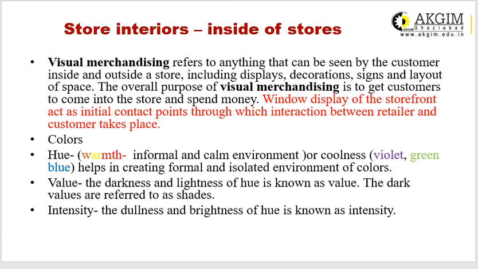They can use some warm colors, they can use some cool colors; violet, green and blue are cool colors, and then you have yellow, red, and dark green. These are all warm colors. So the store designer uses various types of colors to create an environment or ambience inside the store. Then the darkness and lightness of the hue is known as the value. The dark values are referred to as shades. Then the brightness or dullness of the hue or the colors is known as intensity.